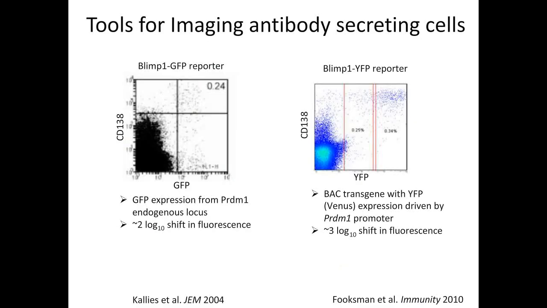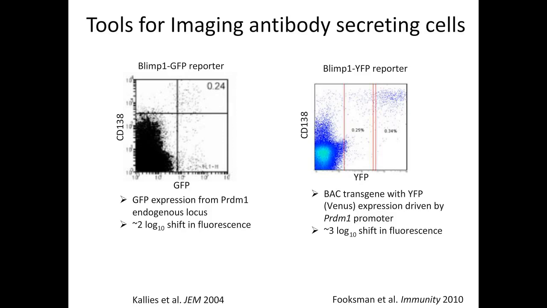Now, for visualizing and studying plasma cells in vivo, there are two reporters of antibody-secreting cells. Both use the master transcriptional regulator of the plasma cell lineage, BLIMP1, which is encoded by the gene PRDM1. The BLIMP1 GFP reporter is a knock-in of GFP into the endogenous locus, which can be used as a reporter as a heterozygous, or as a knockout of BLIMP1 when it's homozygous. Here on the left is a FACS plot, and expression of the GFP in plasma cells peaks at about 2 logs above background. I'm also showing the CD138, which is the canonical marker for plasma cells.